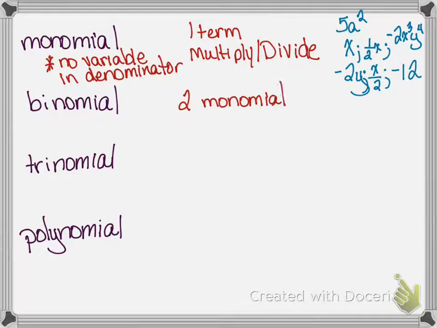Now, for something to be a binomial, that means we are going to have two monomials, or two terms, and we are going to be adding or subtracting those two terms. For something to be a binomial, there must be addition or subtraction. We FOIL binomials. That's something that we'll learn later.